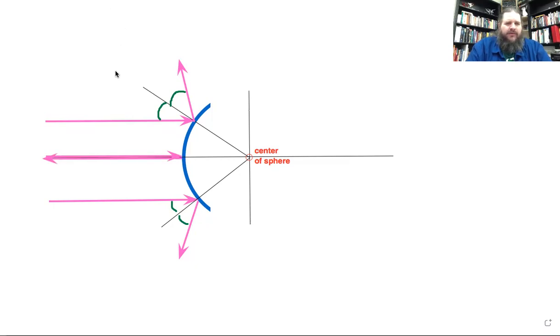And if we draw in some other ones, like let's say we draw in one that's close to the optical axis. We draw in that normal line. Notice that this incoming ray of light makes a fairly small angle with the normal line. So it's going to bounce back, making that same small angle with the normal line. Something like that.